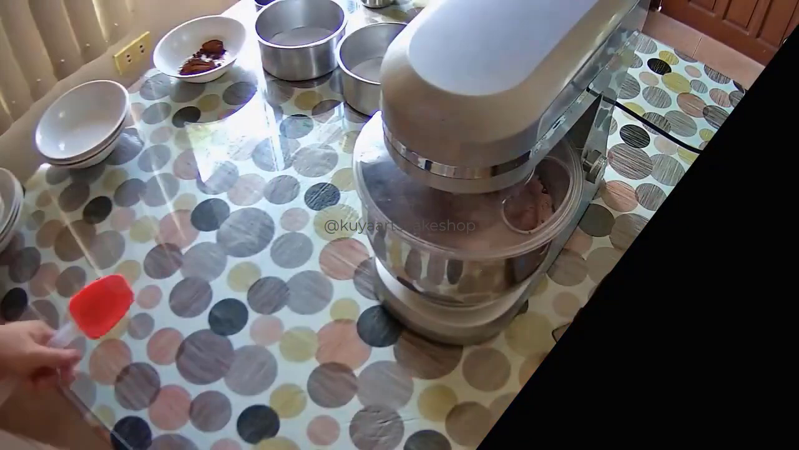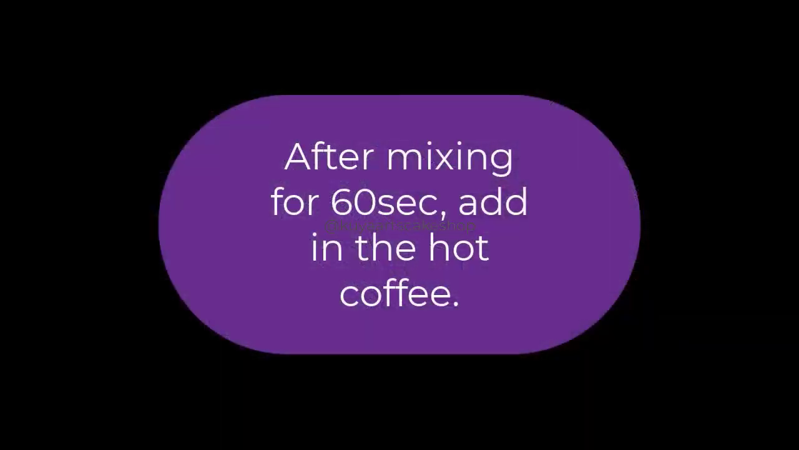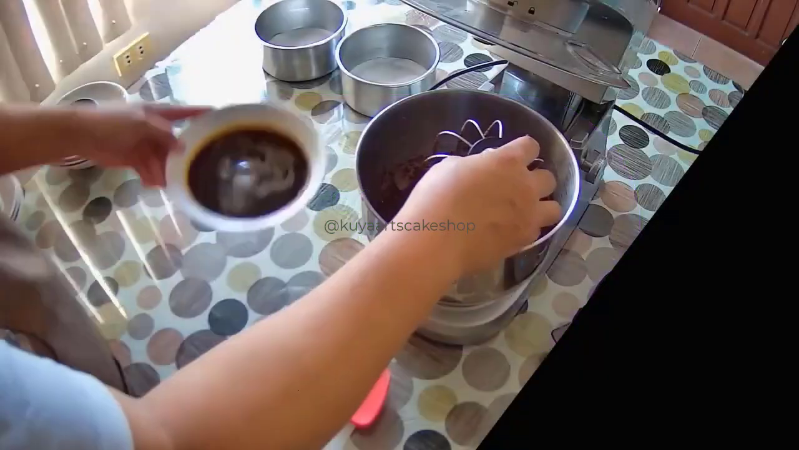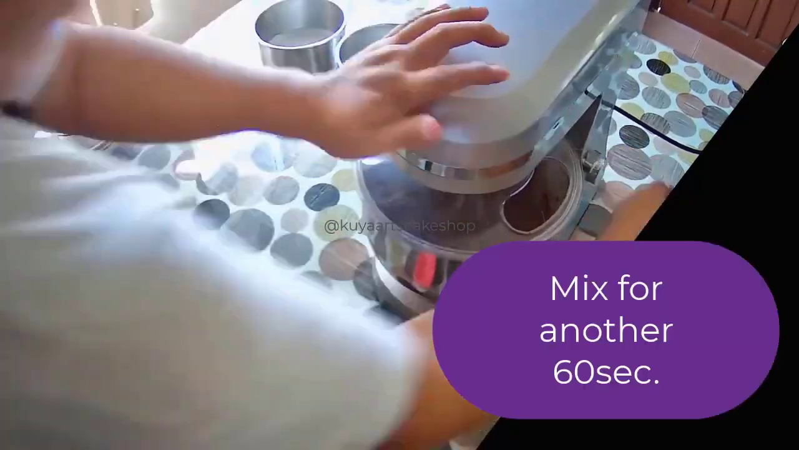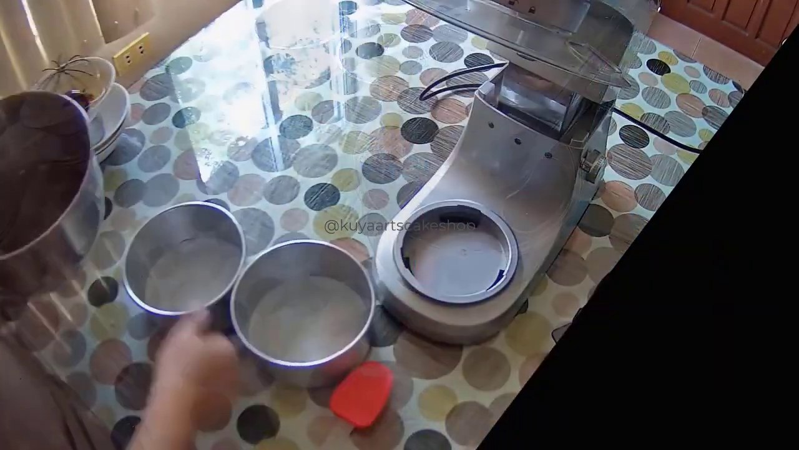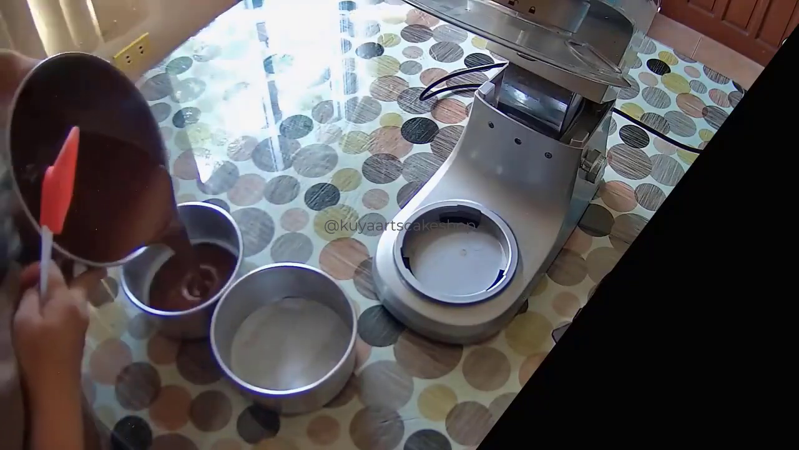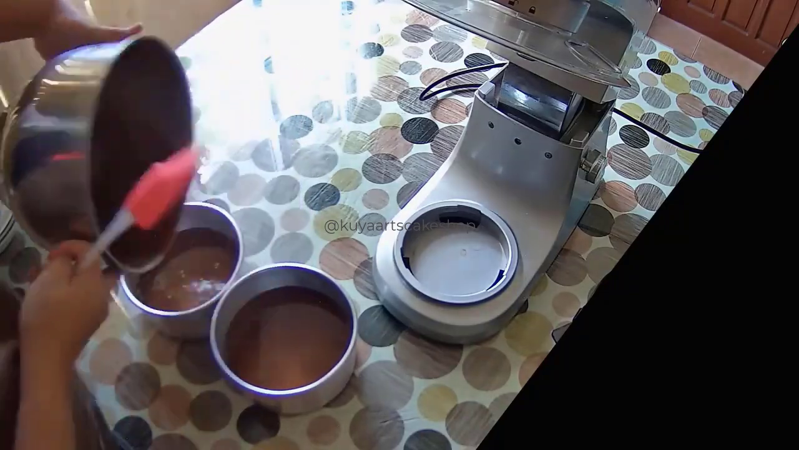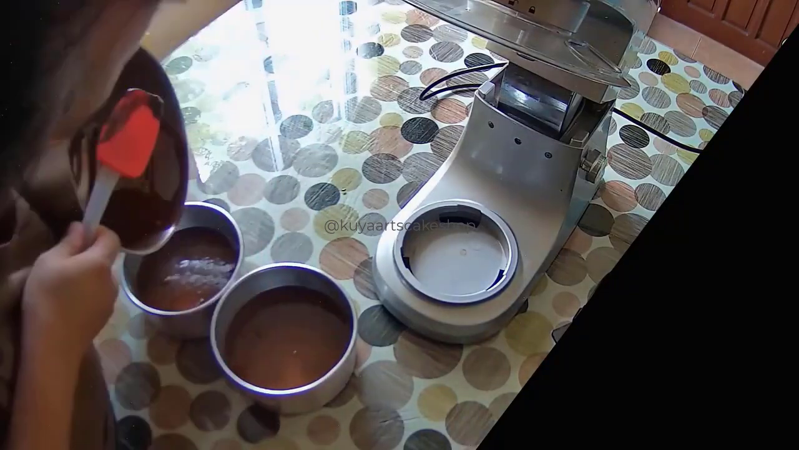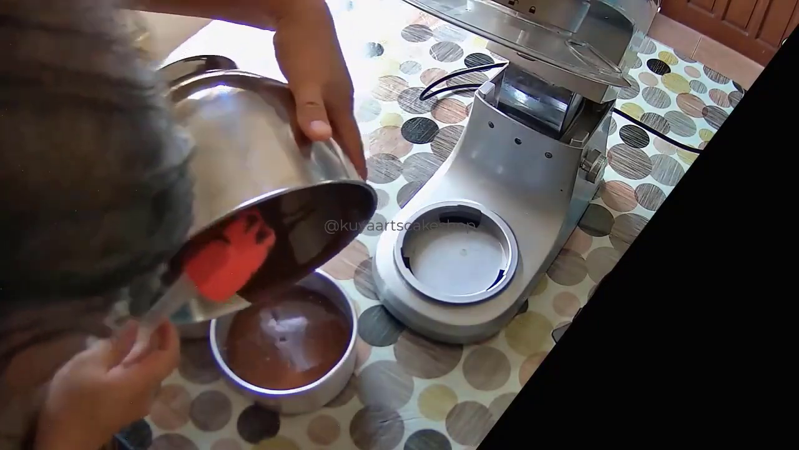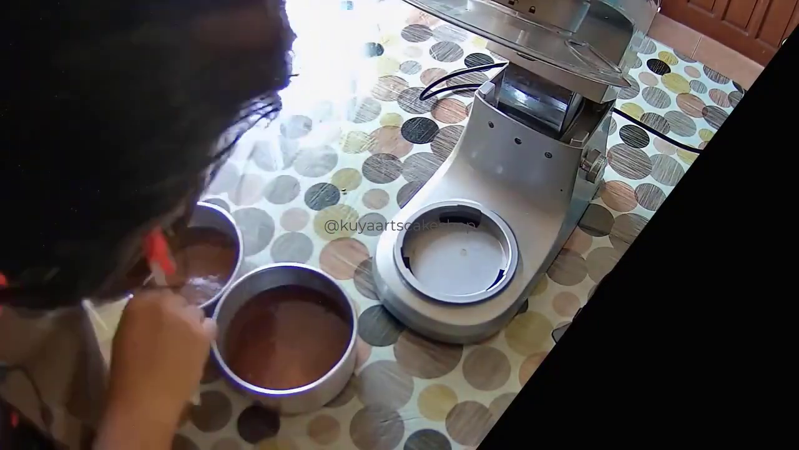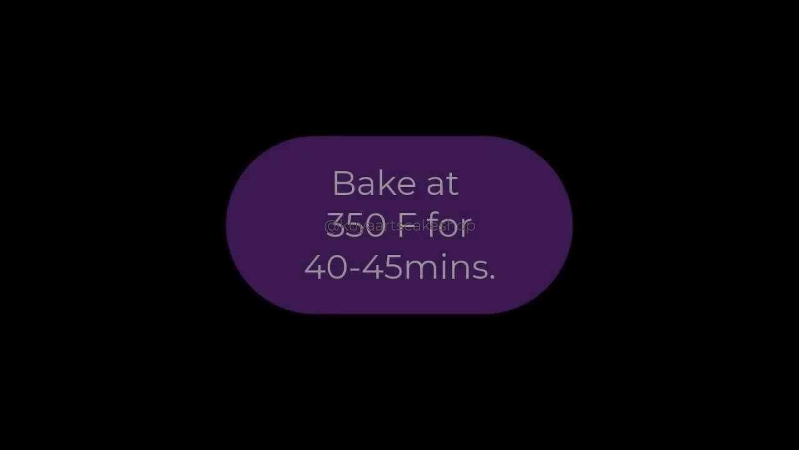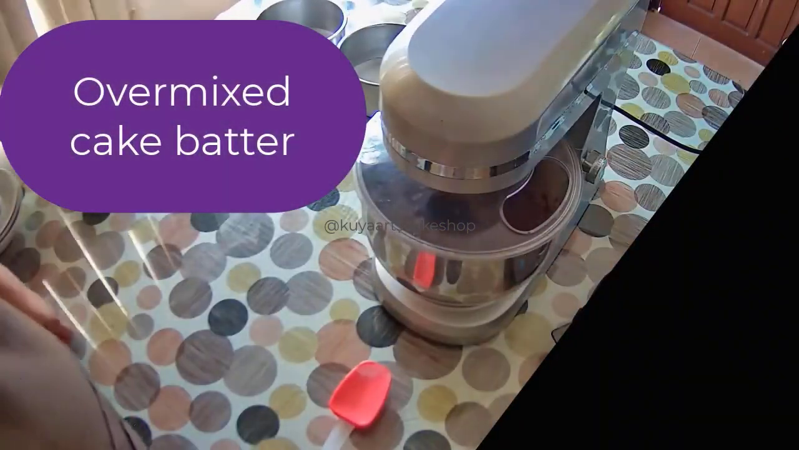Mix for about 60 seconds. Then transfer to the baking pan. Bake for 40 to 45 minutes and you're done. It's super easy. What will happen if you overmix the cake batter?